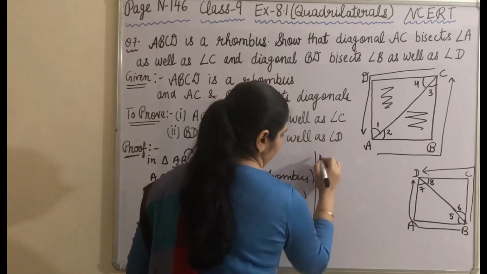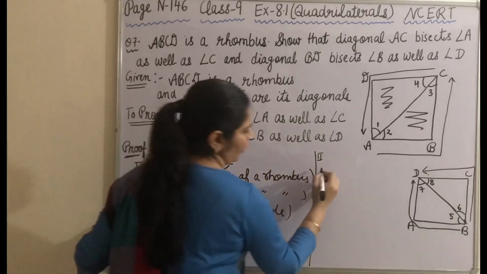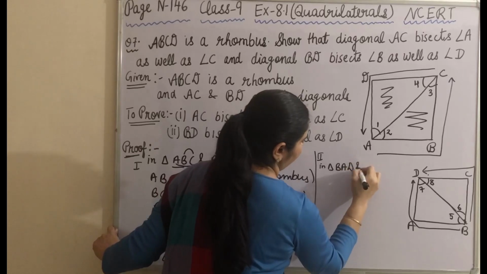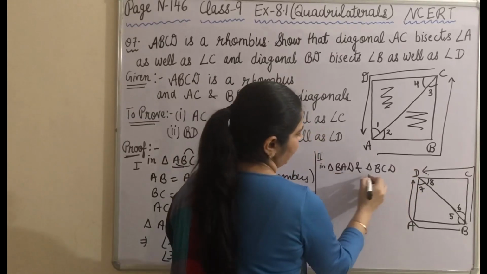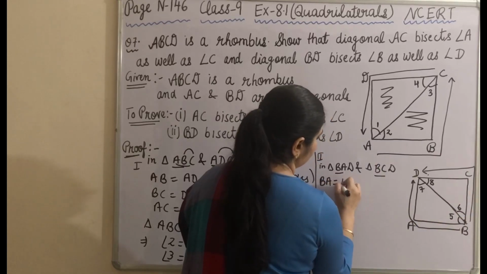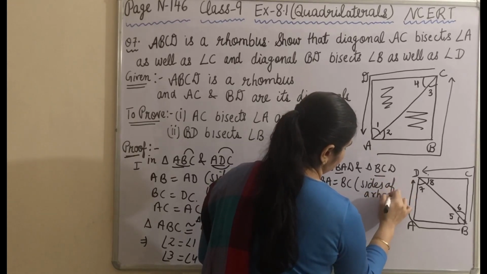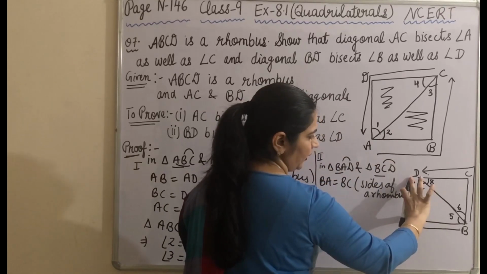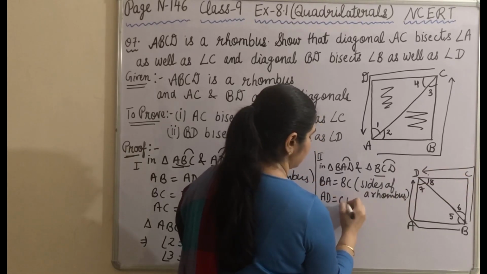This was the first part, and now I am doing the second part. Now in triangle BAD and triangle BCD, in these two triangles I can write BA is equal to BC. Sides of a rhombus are equal. Second element, AD and CD. Just look here, this AD and CD. Again the sides of a rhombus are equal. AD is equal to CD.